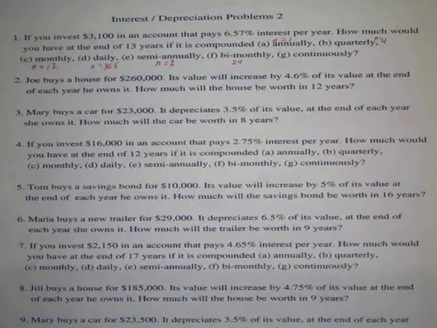Okay, we already did A and B, so now we're going to do C and D. If you invest $3,100 in an account that pays 6.57% interest per year, how much would you have at the end of 13 years if it's compounded?